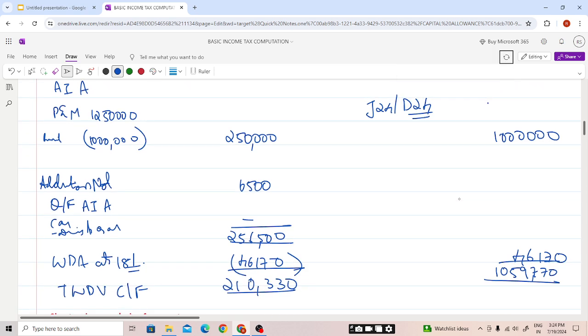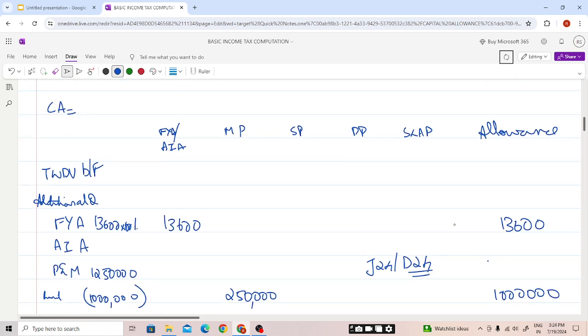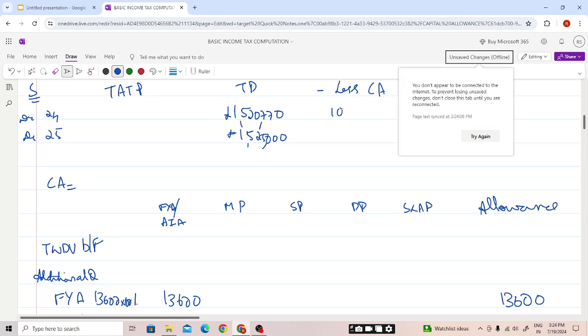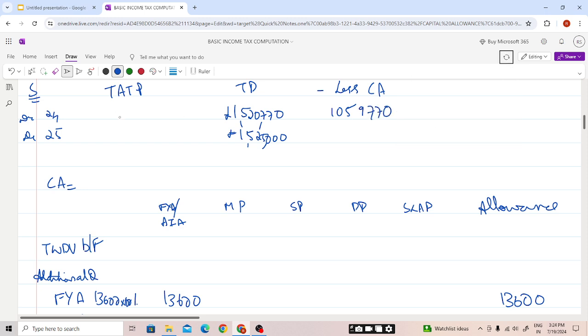Now students, this is the capital allowance for the tax year. So capital allowance was 1,059,770. So the tax adjusted trading profit will be 461,000 pounds.